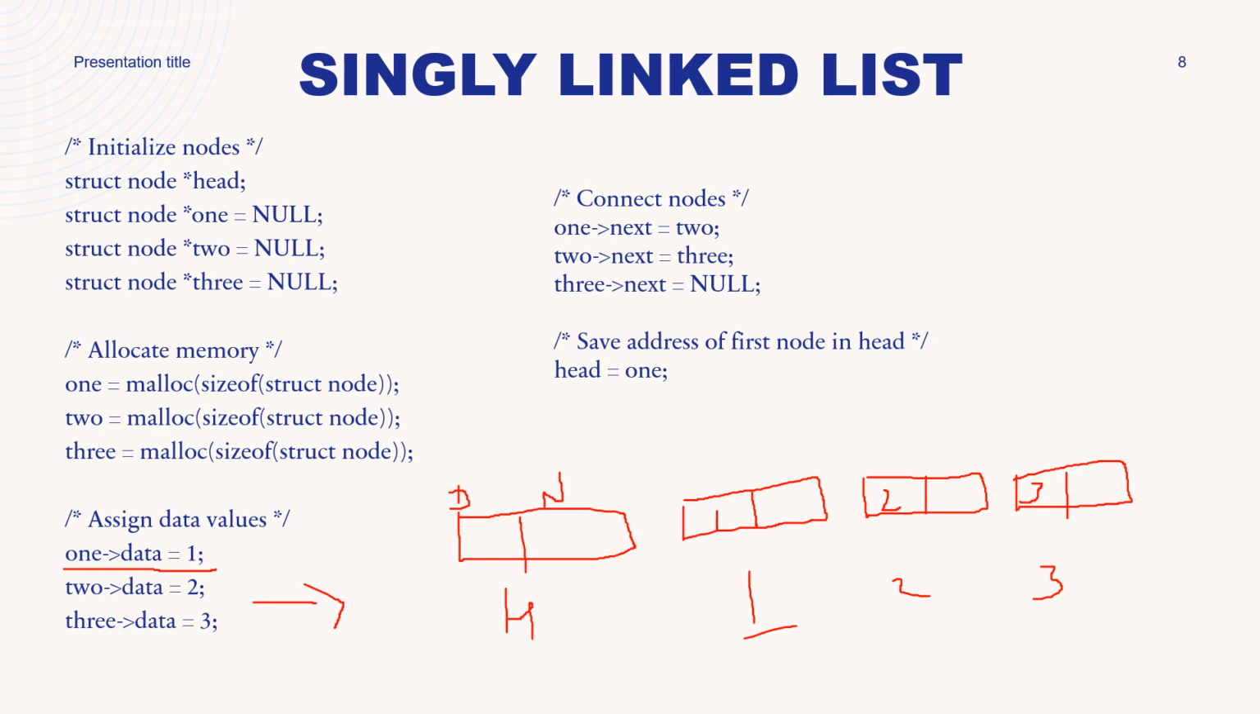For connecting purposes, we use this field, the link field or next field. Here, the next of node 1 is equal to 2, meaning the address of node 2 is stored in this field. Then the node 3 address is stored in this field. Then in the last node's field there will be null, because, as I've told you, it is the last node, so it requires null in its next field or link field.